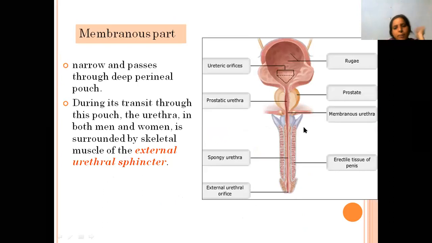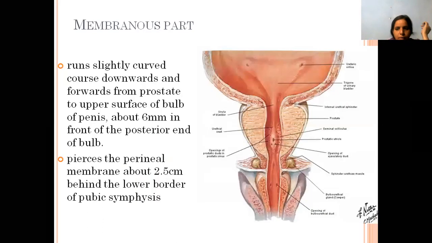One more part. Now coming to the membranous urethra, which part is it? Very small, the one which is passing through the urogenital diaphragm, only this much part. Narrow. It is passing through the deep perineal pouch. See, this is the membranous part, at the apex of the prostate gland. This is the urogenital diaphragm, and this transition zone is the membranous part.